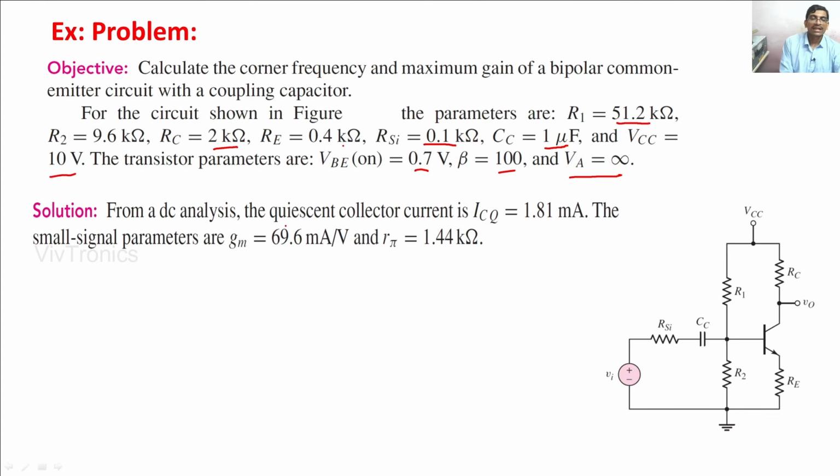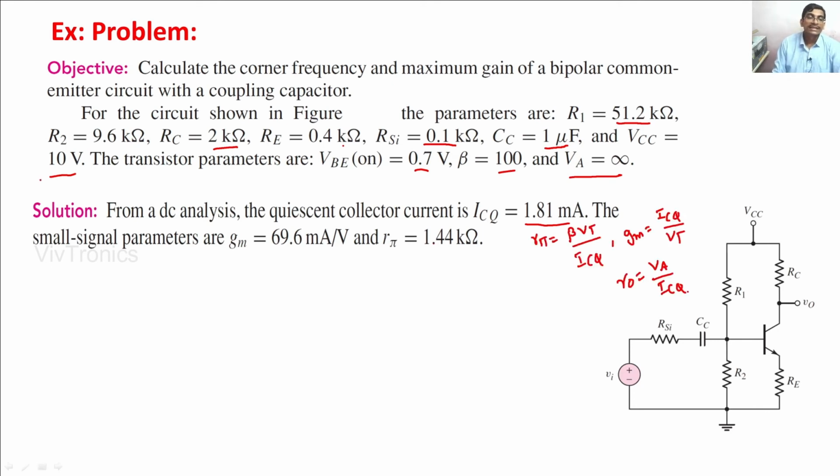From the DC analysis, the quiescent collector current ICQ will be equal to 1.81 milliamperes. We already know how to calculate the quiescent DC collector current ICQ. And the small signal parameter gm is equal to 69.6 milliamperes per volt, and the r pi resistance value is equal to 1.44 kilo ohms.